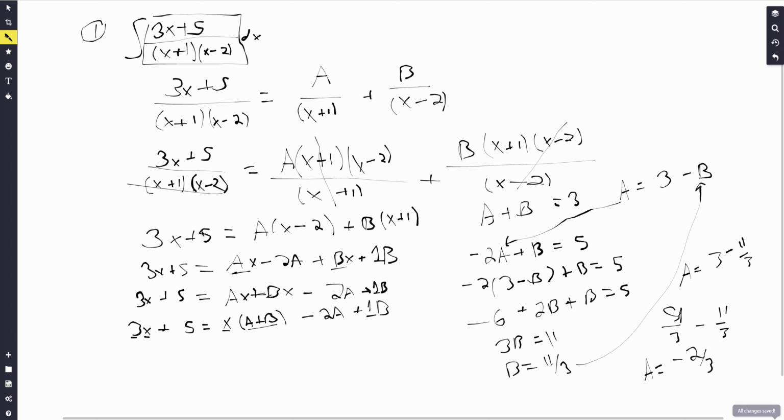Okay, I'm going to go to a separate piece of sketchpad paper, but this is just the PFD part. I want you guys to be aware. The next part we're actually going to be integrating, now that we have our values of a and b.